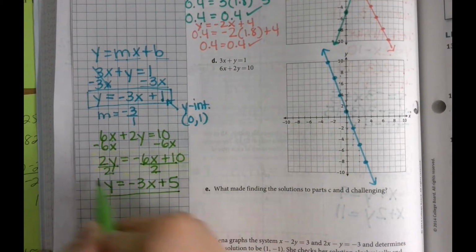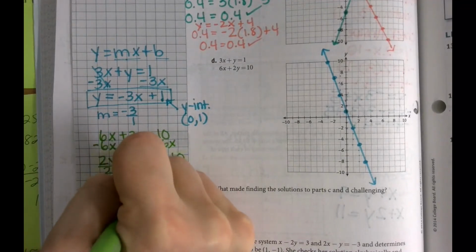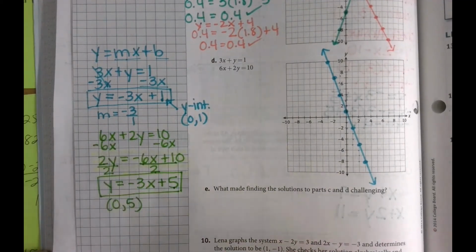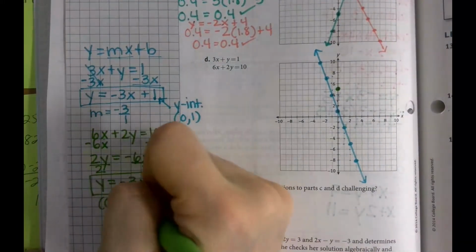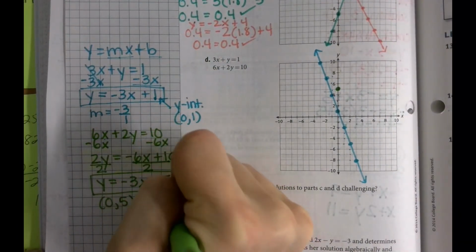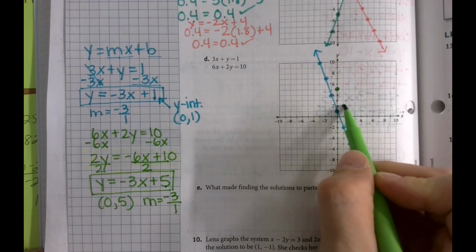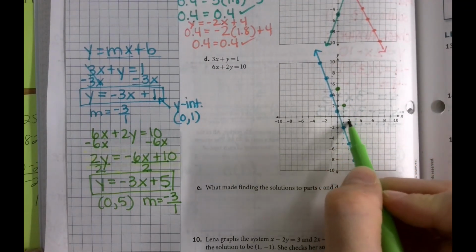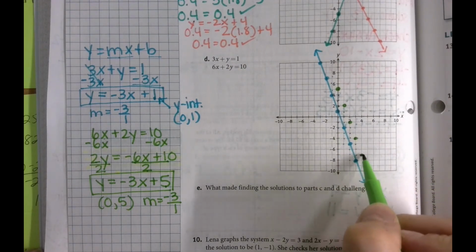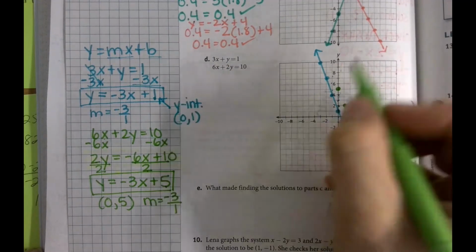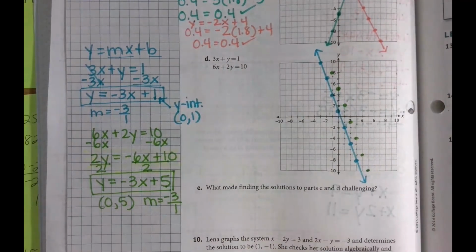Now I can graph this equation. My y-intercept is (0, 5), shown by my last number, the constant, so I'm going to go up to (0, 5). My slope is negative 3 over 1, so from the y-intercept I go down 3, right 1. Opposite direction, up 3, left 1. Connect your points.